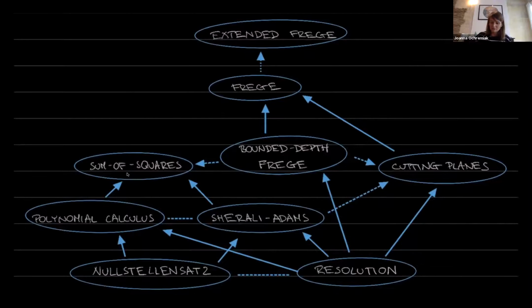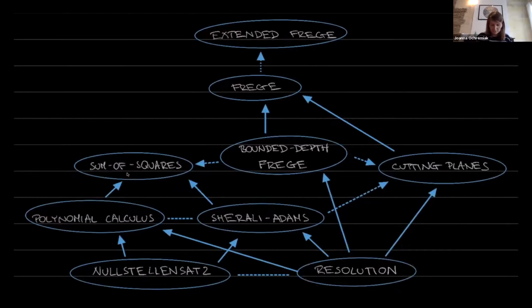So cutting planes is in some sense at least as strong as resolution. And also this solid arrow means that there exists an unsatisfiable propositional formula which has a small proof in cutting planes and requires a big proof in resolution. So basically this kind of arrow means that this proof system is actually stronger than this proof system.